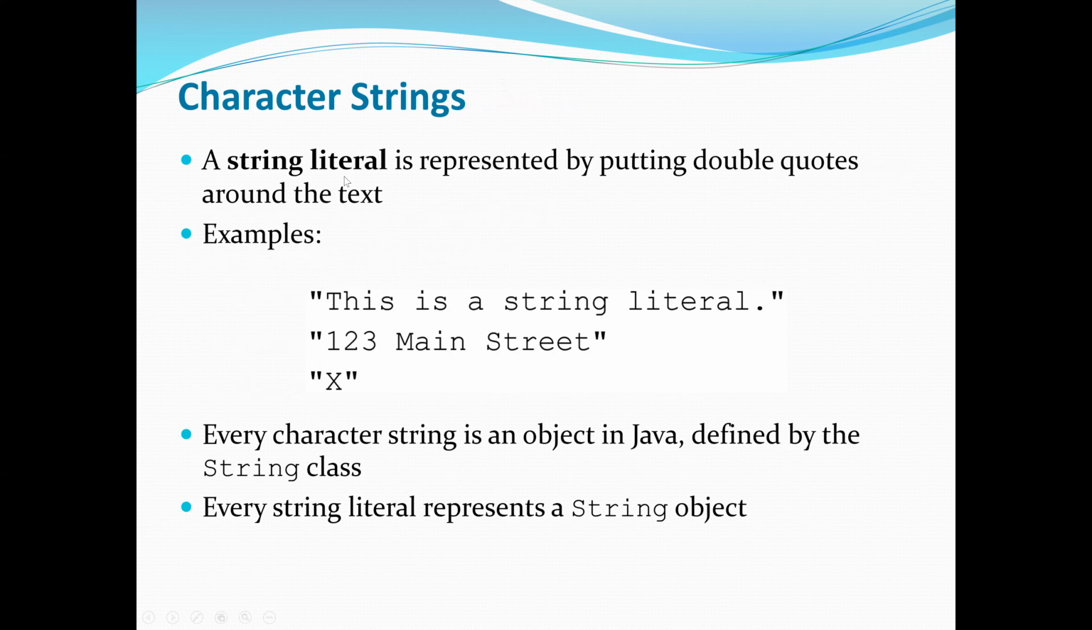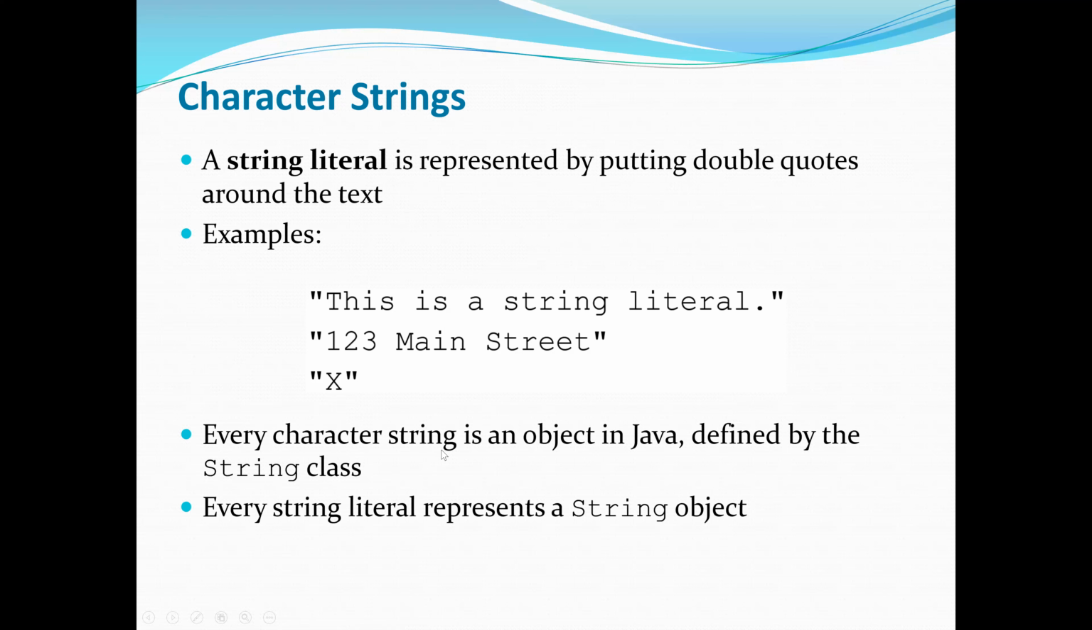Here we say that a string literal is represented by putting double quotes around the text. So in the Java programming language, if we have any text, it can be symbols, it can be digits, etc. As long as we put it in double quotation marks, the data type is a string. An example here: this is a string literal, it's in double quotation. 123 Main Street is in double quotation. X is in double quotation, so X is a string. So again, three different types of strings. A string literal is represented by putting double quotes around the text.